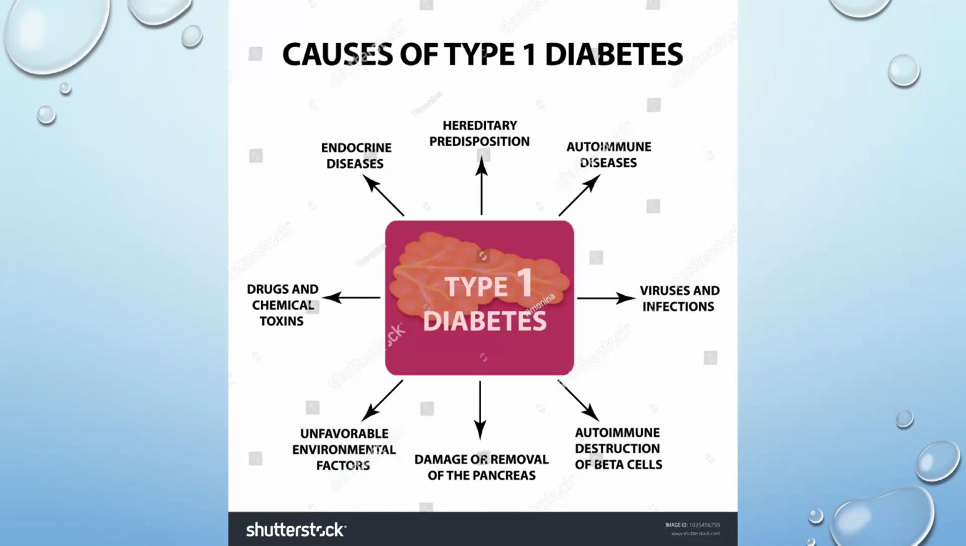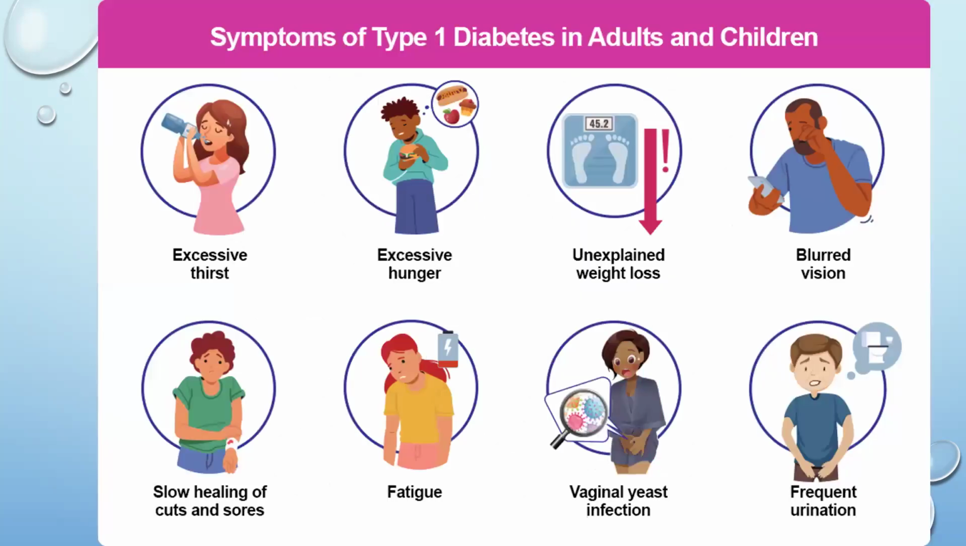The causes of type 1 diabetes mellitus are hereditary predisposition, certain autoimmune diseases, certain viral infections, autoimmune destruction of the beta cells of the pancreas, damage or removal of the pancreas, unfavorable environmental factors, certain drugs and chemical toxins, and endocrine disease.